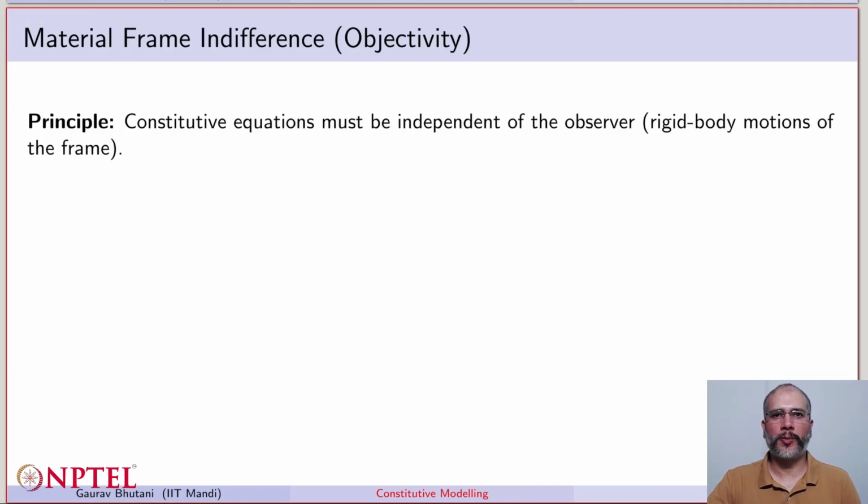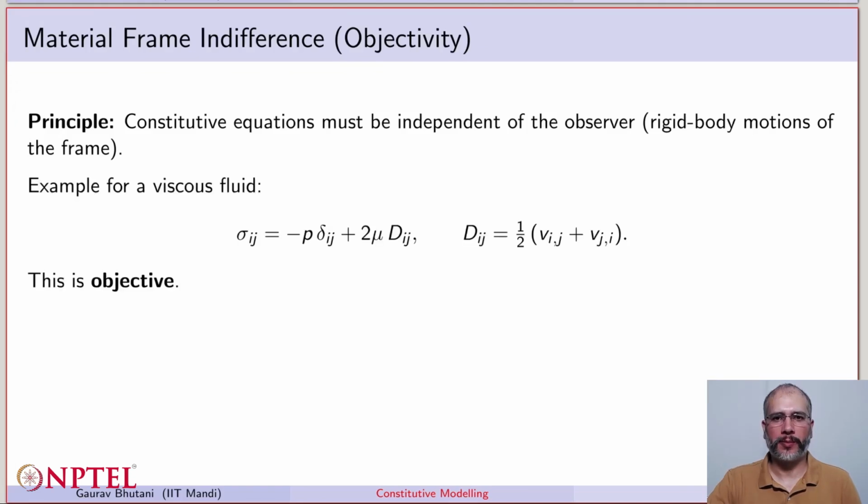So when we say observer, the observer in the spatial coordinate system could be translating or rotating with respect to the current configuration. That information about the observer's movement should not be reflected in the stresses that we calculate, because the stresses are purely functions of the deformation in the material, not a function of the observer. Let us start with an example.